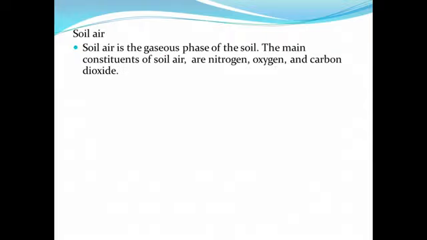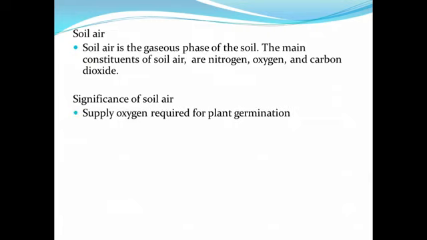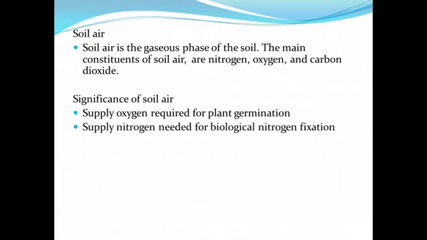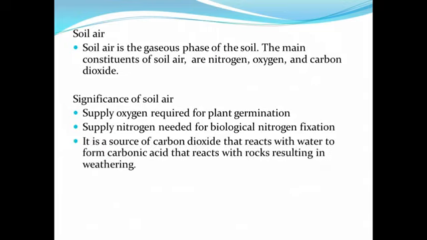Now let's take a look at soil air. Soil air is the gaseous phase of the soil. The main constituents of soil air are nitrogen, oxygen, and carbon dioxide. So what is the significance of soil air? Soil air supplies oxygen that is required for seed germination. It also supplies nitrogen that is needed for biological nitrogen fixation. It is a source of carbon dioxide that reacts with water to form carbonic acid that reacts with rocks, resulting in weathering. It also promotes decomposition of organic matter.